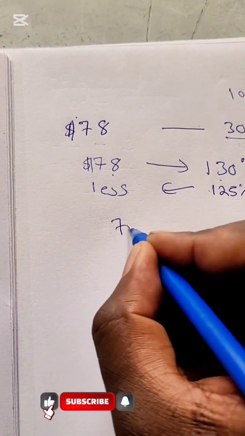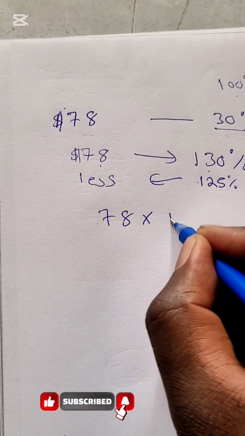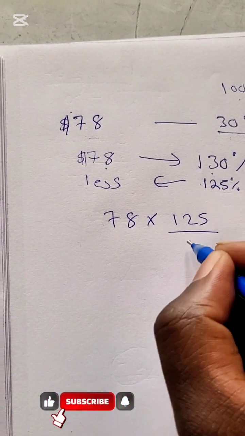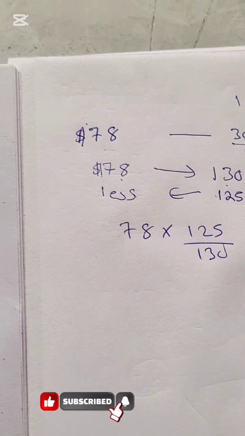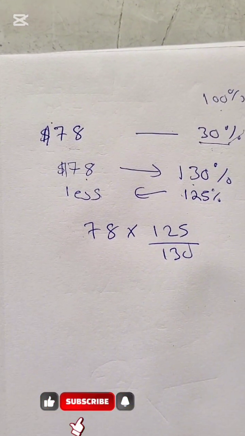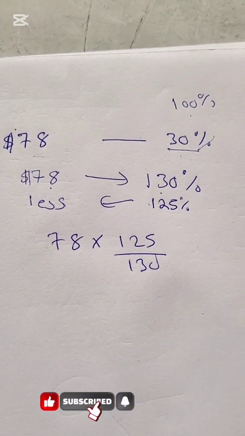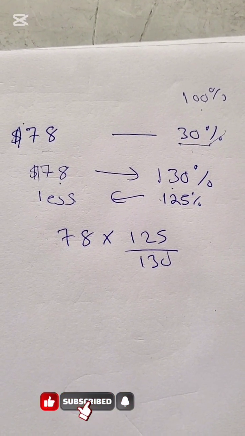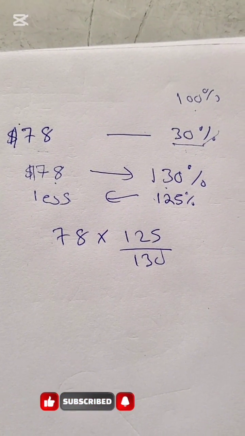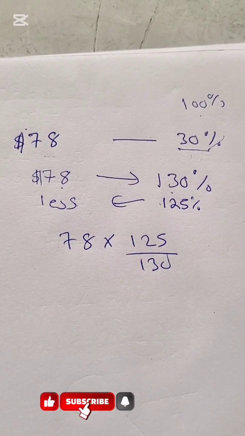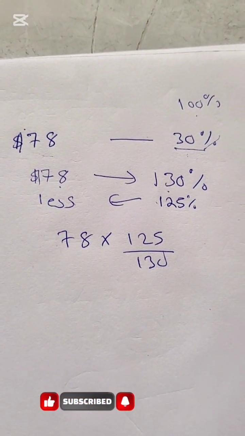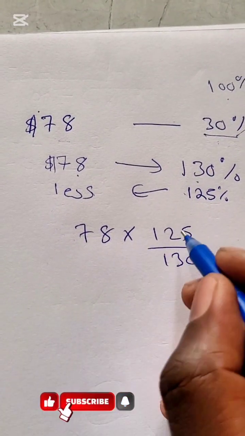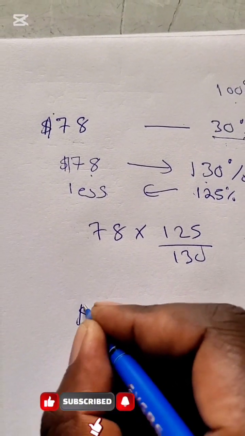So it's 78 multiplied by 125 over 130, all together. So 78 multiplied by 125 divided by 130. We're going to get $75.